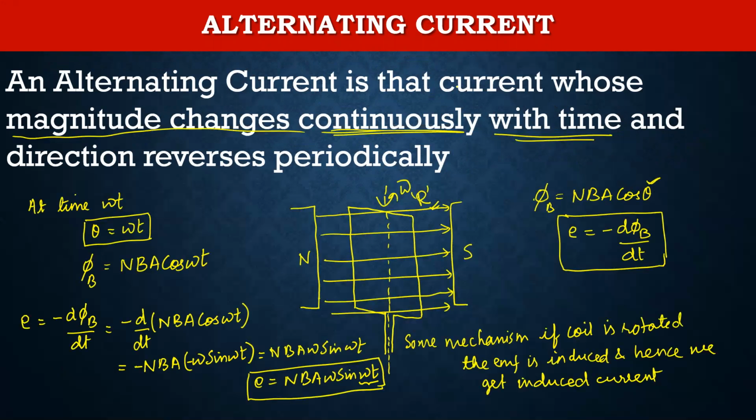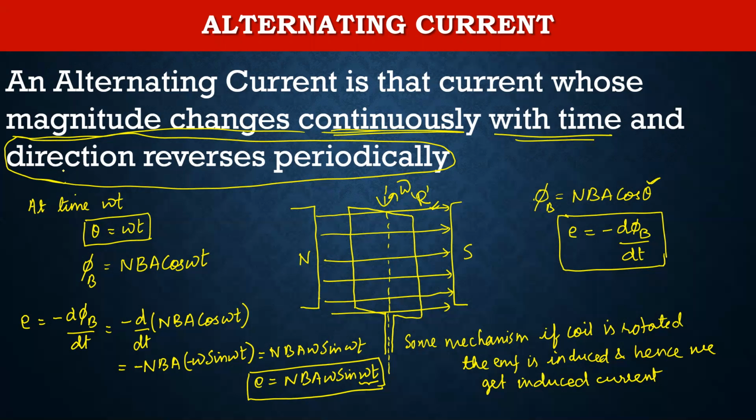And the most important point is that the direction reverses periodically. This is the major point which is going to differentiate direct current from alternating current: alternating current reverses its direction periodically.